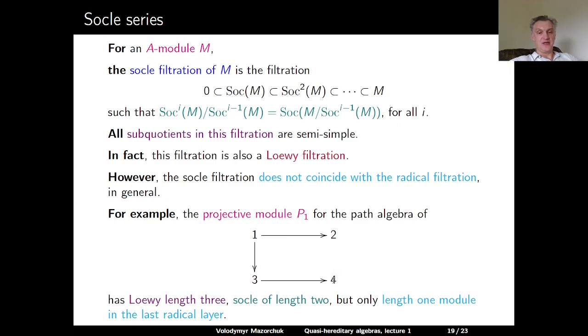The socle filtration here starts from 2 and 4, and then adds the 3, and then goes to 1. In particular, the socle filtration of this module has length 3. However, in the radical filtration, we start at the top from 1, and then we go to 2 and 3, and then the third layer of the radical filtration has only 4. So we see that the layers of the radical filtration and of the socle filtration are different. This is an example of a module where the socle and the radical filtrations do not coincide.